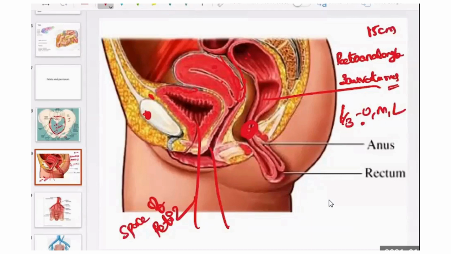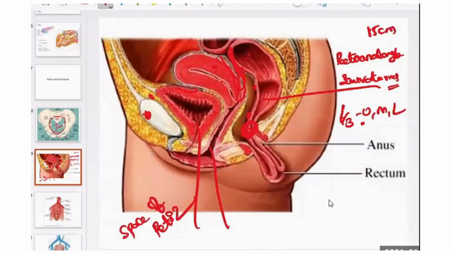Remember, peritoneum is covering the superior surface of the pelvic organs. Only this area is invaginated by the peritoneum, whereas the middle part and the lower part are non-peritoneal. Only the upper surface and the anterior aspect, the upper one-third of the rectum, is covered by peritoneum, whereas the lower part is not covered by peritoneum.